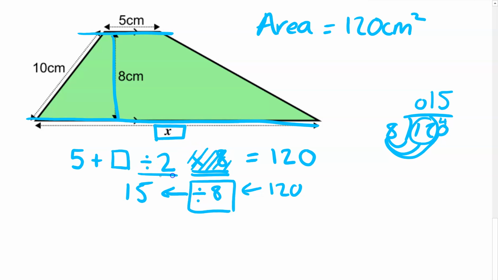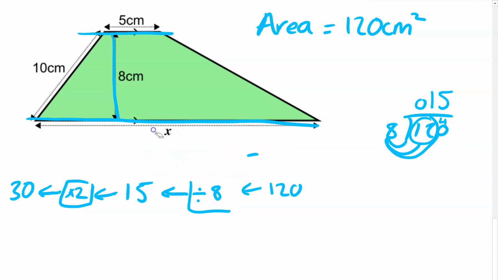Then we need to do the opposite to divide by 2. The opposite to divide by 2 is times 2. 15 times 2 is 30. So that's that done. What we're left with is something plus 5 is 30. Well, that's 25. So the answer to this, we think, is 25.